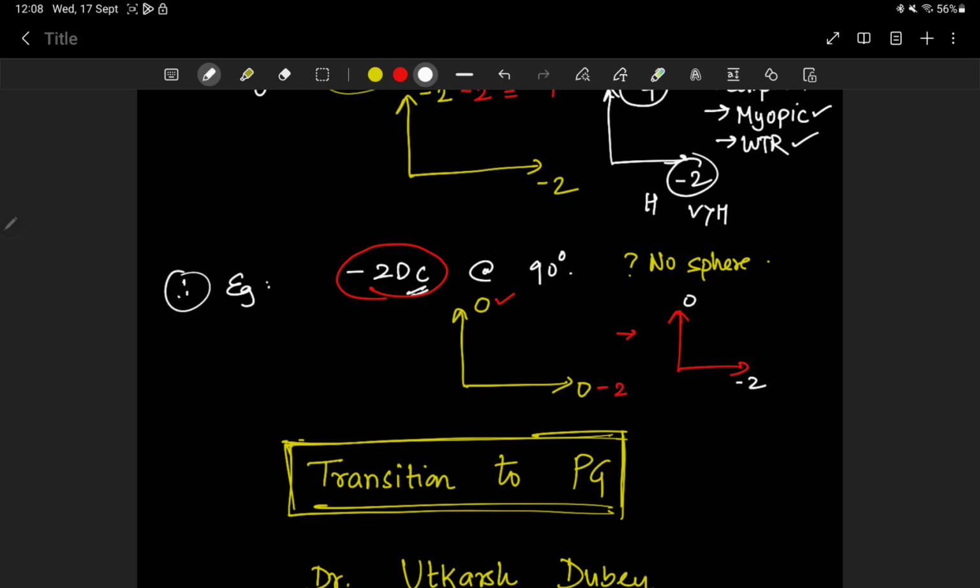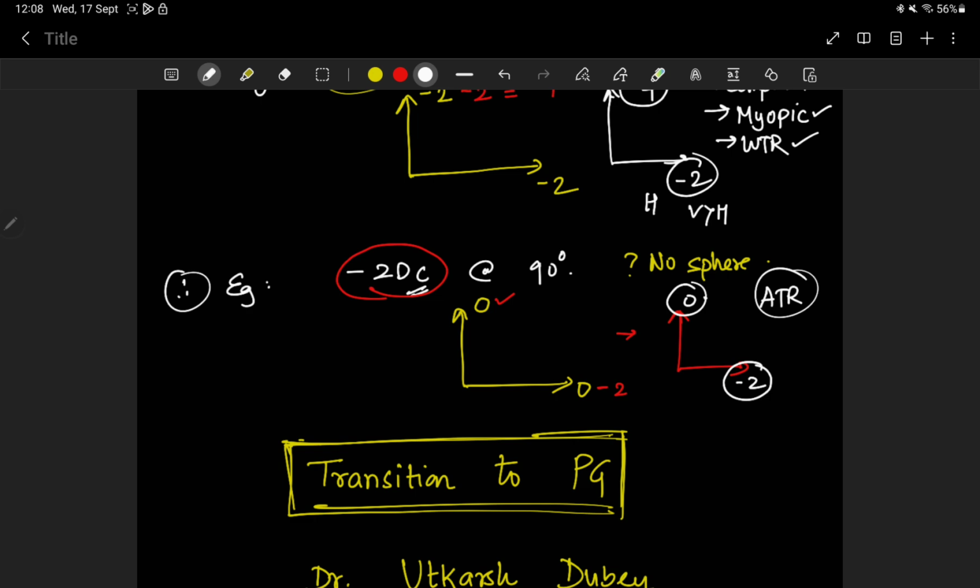Now what sort of astigmatism is this? With the rule or against the rule? Just apply your brain. Is the power more in vertical or in horizontal? The minus one has more power, so horizontal is having more power than vertical. So this is against the rule astigmatism.